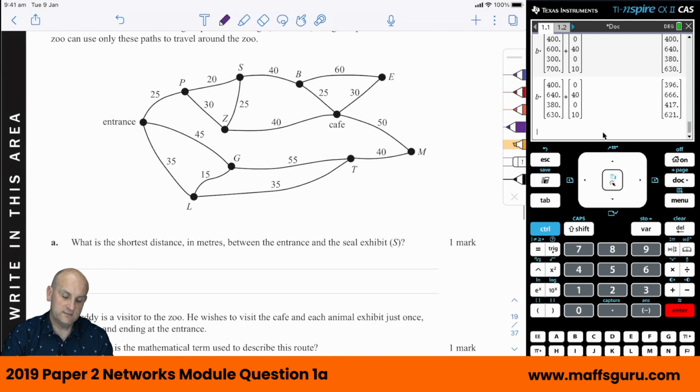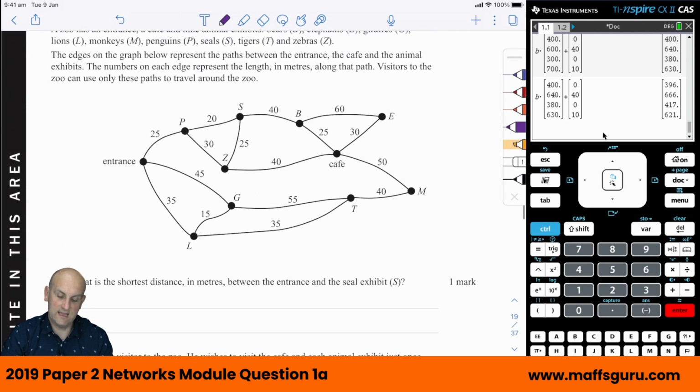What is the shortest distance in meters between the entrance and the seal exhibit? Well, there's the entrance, and there is the seal exhibit. So hopefully, trying to find the shortest distance between the entrance and the seal exhibit would be 25 plus the 20, which would be 45 meters.